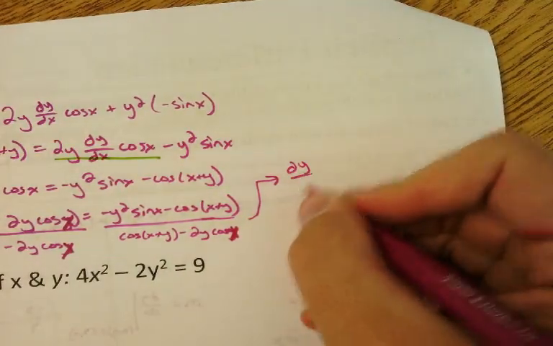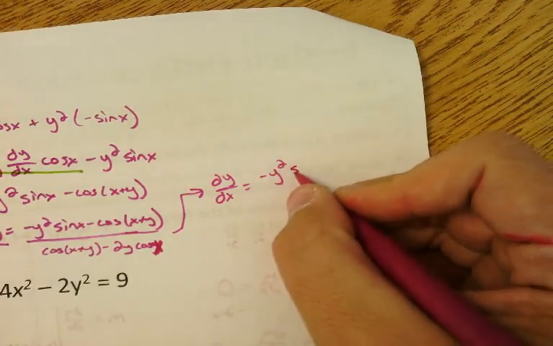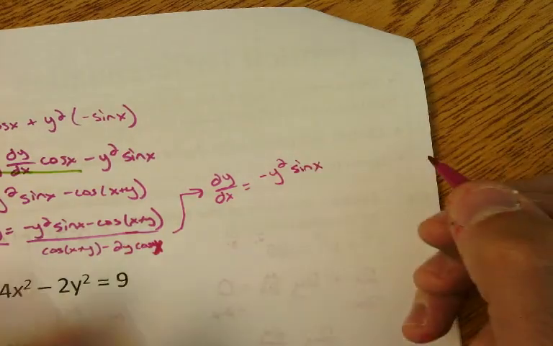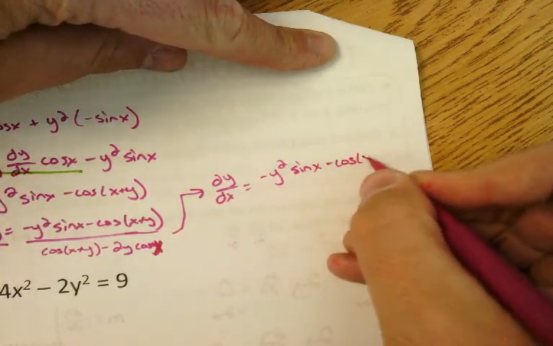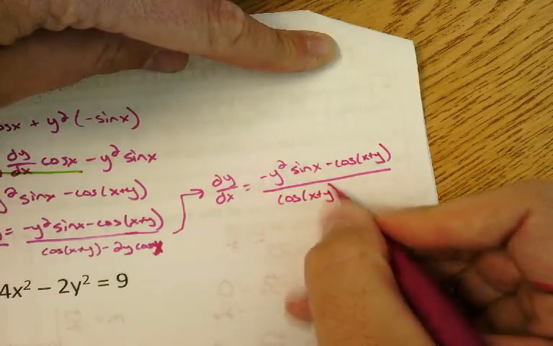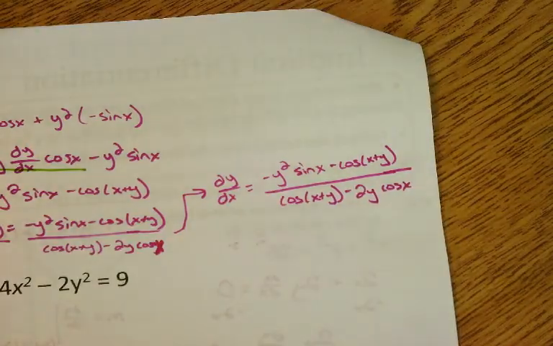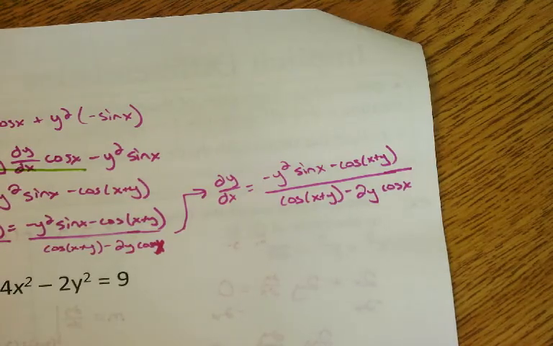Alright, so what does dy dx equal? Negative y squared sine of x minus cosine x plus y all over. Alright, let's do this one right now. A little ugly, but that's what it is. Okay, probably one of the hardest ones you'll do. So we just did one of the easiest ones you'll do. We just did one of the hardest ones you'll do. So hopefully we can know how to do the ones in between that.